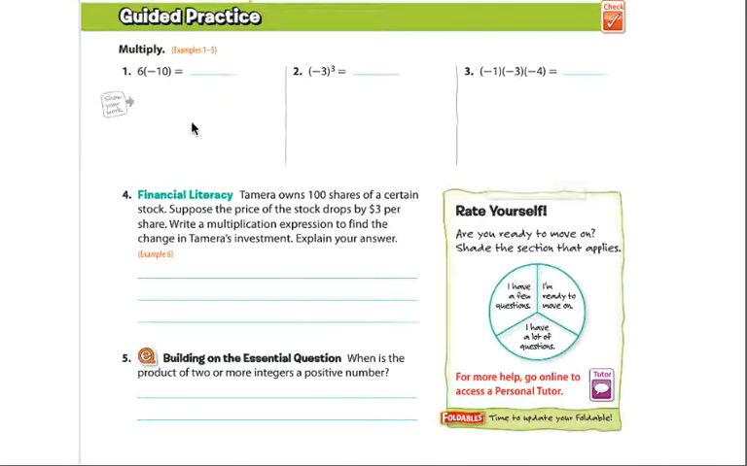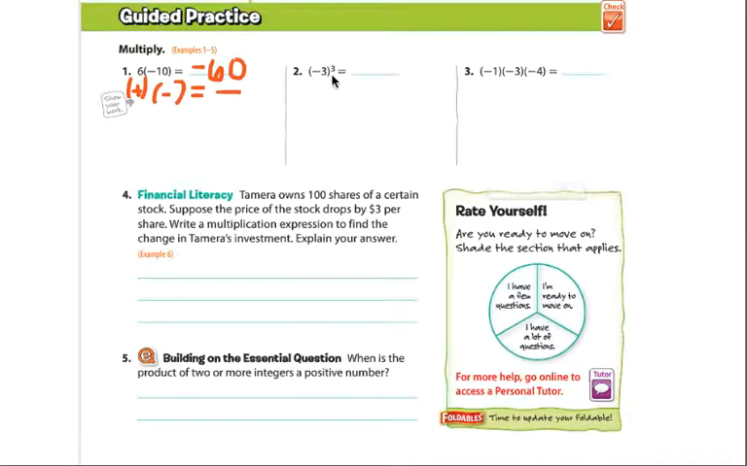Okay, let's check your guided practice. 6 times negative 10. So positive 6 times a negative 10. A positive times a negative, if they're different, it's going to be a negative. So positive 6 times negative 10 should give me a negative. I know that 6 times 10 is 60. So negative 60.